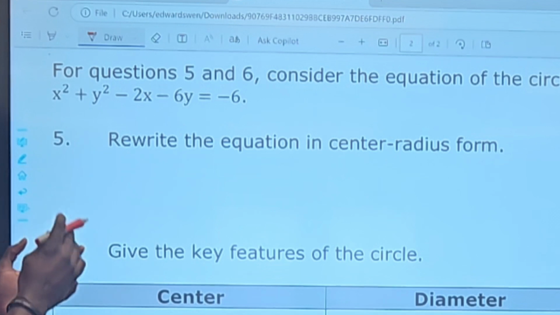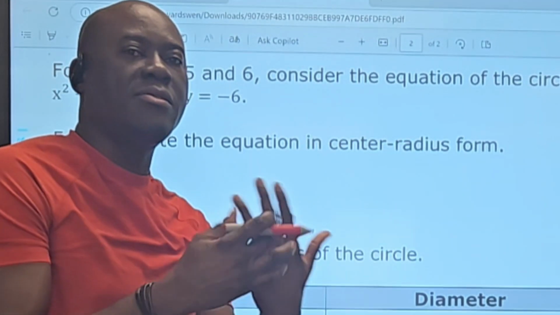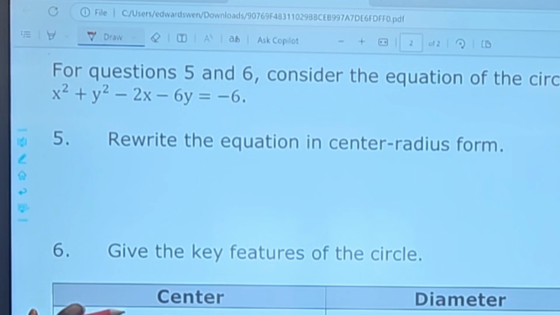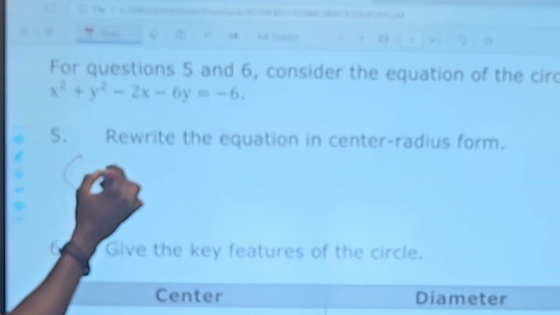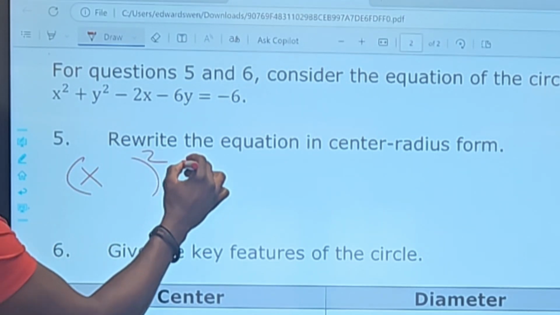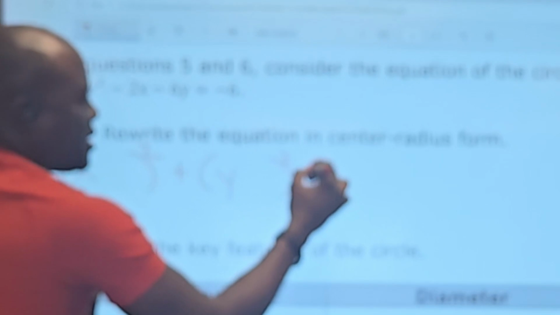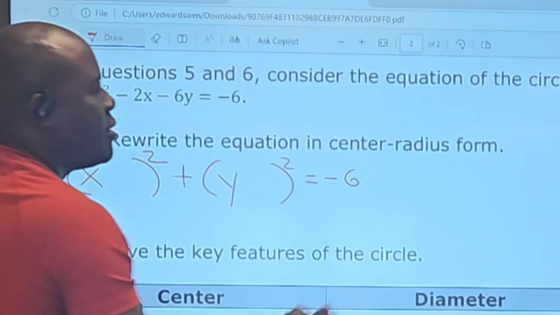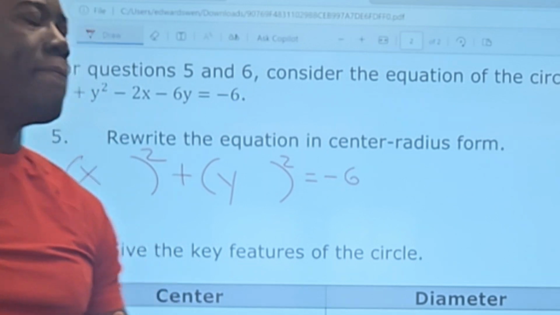Now, it went further. It says, rewrite this in center radius form, which is the same thing as standard form. So the format for this is like this. I'm going to have x, this is going to be squared, plus y, this is going to be squared, and it's equal to some number over there, which we could use to help us with our radius.